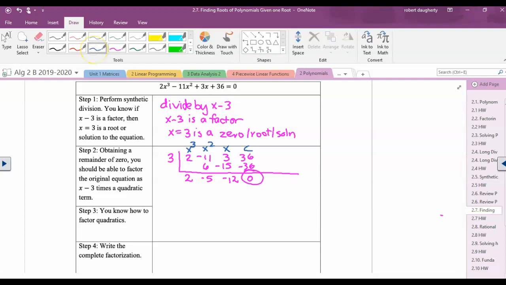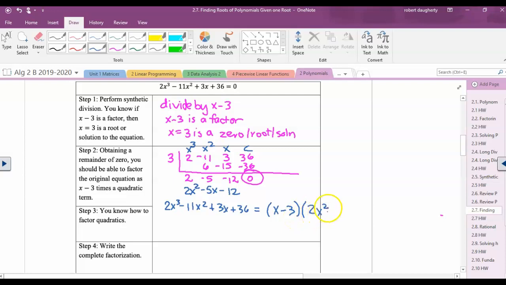So what does this mean, this 2, minus 5, minus 12? What does that mean here? Yeah, but this is what, 2 what? X squared minus 5x minus 12, okay? So I now know that this original polynomial, 2x cubed minus 11x squared plus 3x plus 36, is equal to, what are the two factors that I know now? The factor is x minus 3. What's the other factor? 2x squared minus 5x minus 12.